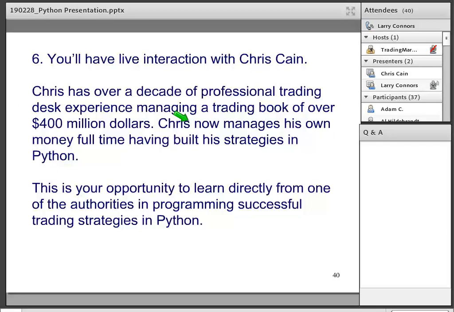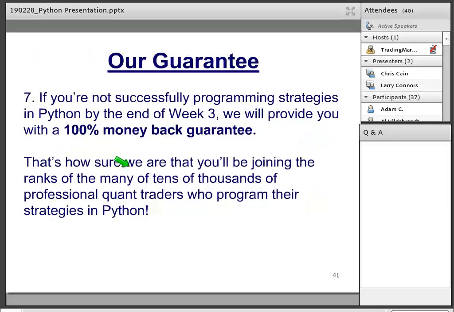You have the peace of mind of knowing that Chris is not only a professional trader, he has professional trading desk experience. It's 10 years of experience. On his desk, he was responsible for over $400 million, and now he manages his own money, having built his strategies in Python. Again, this is your opportunity to learn directly from a trader who uses Python and is able to answer all your questions, especially as they pertain to trading.